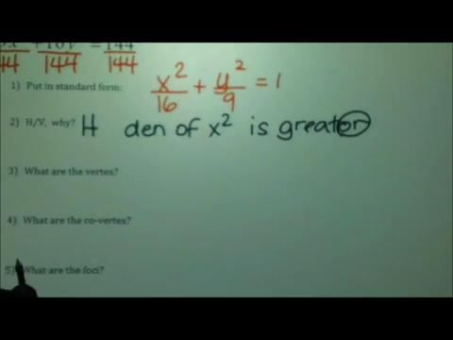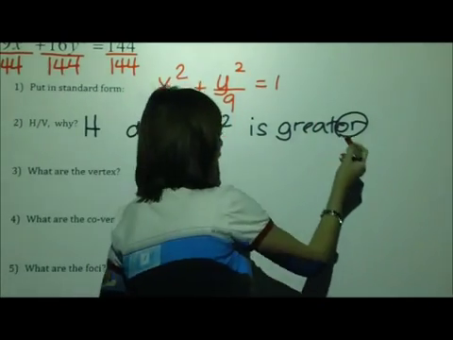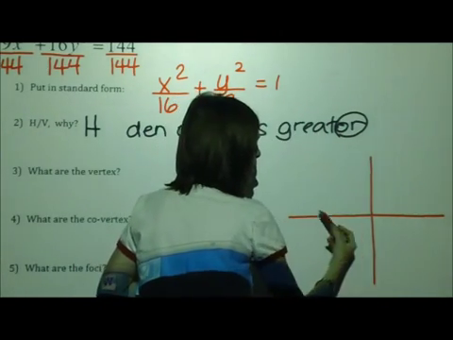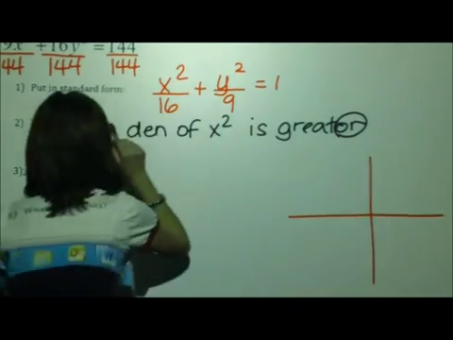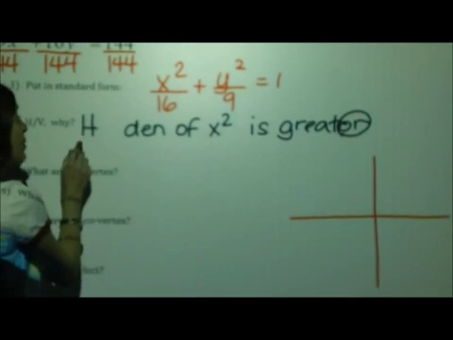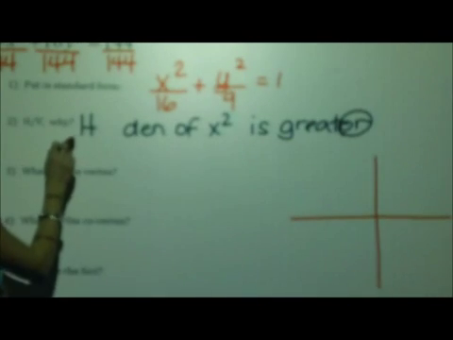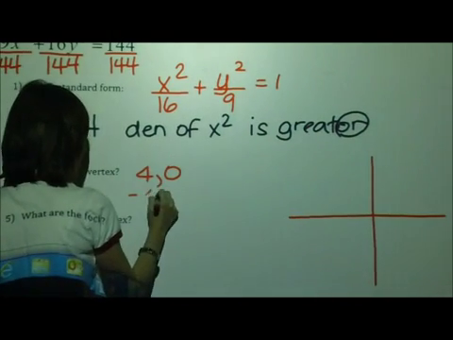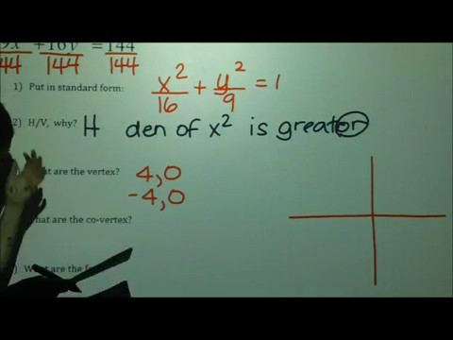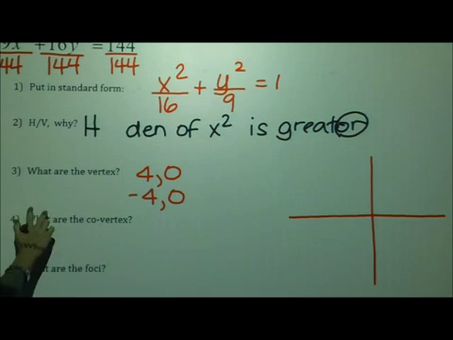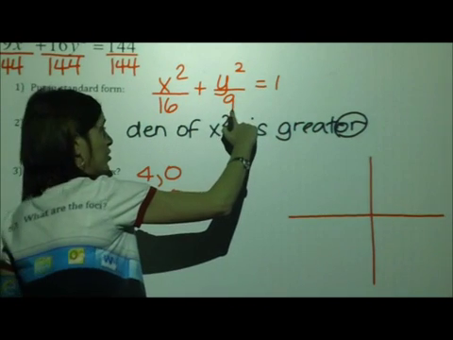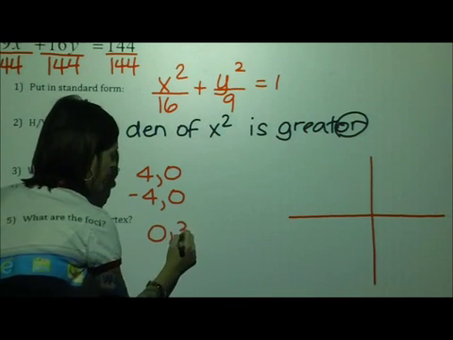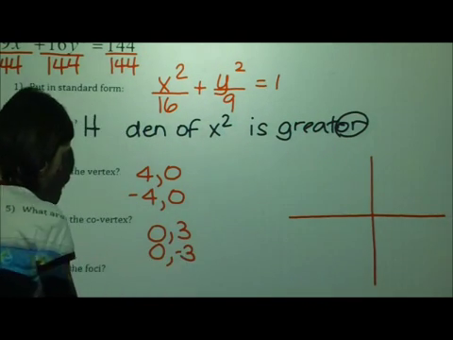All right, so what are the vertices? Okay, so let's think about what our graph looks like. We know that the major axis is along the x-axis, and it's horizontal. So that means my x is going to have that value, and y is going to be 0. So it's going to be 4, 0, negative 4, 0. Okay, so then my co-vertices are going to be the opposite. So that's my b squared, so I only want b, so 0, 3, and 0, negative 3.